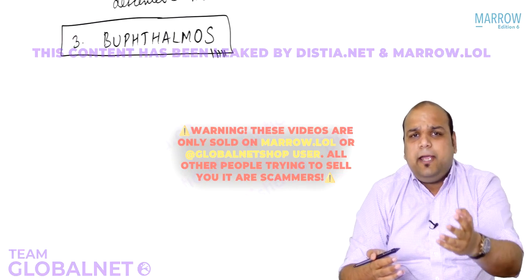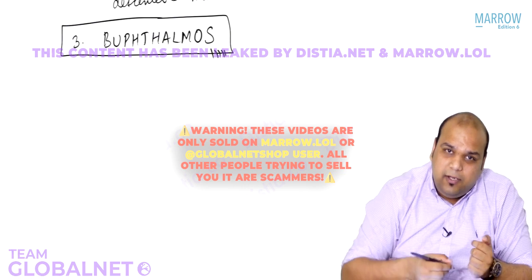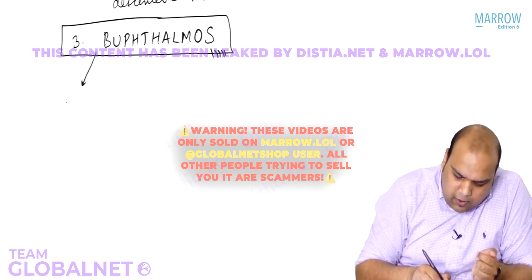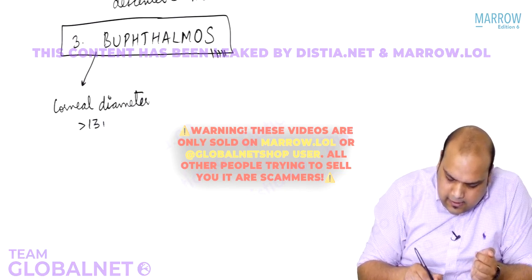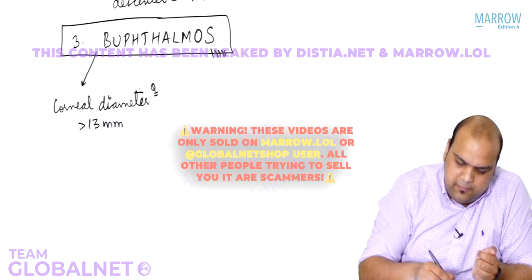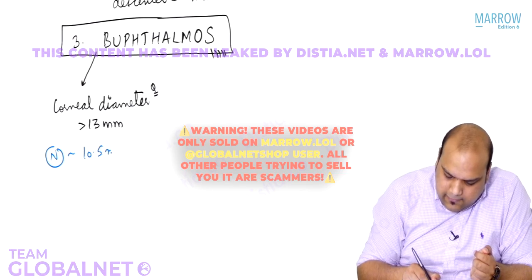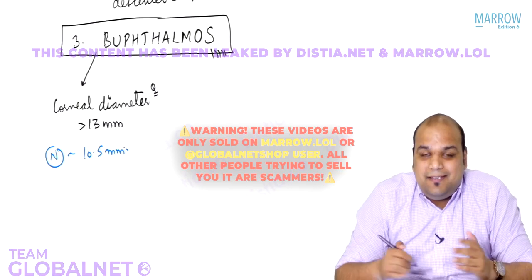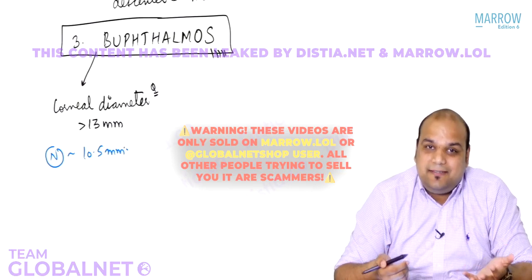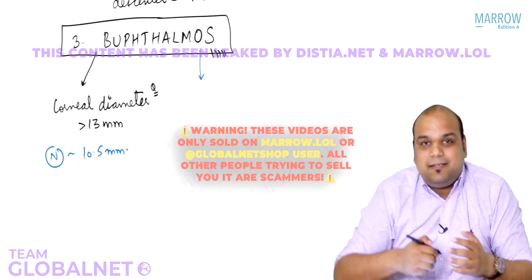How will you be able to diagnose whether it is an enlarged eyeball or not? What is the structure you are able to see? You are able to see the cornea. So let's measure the diameter of the cornea. Corneal diameter is characteristically greater than 13 mm. Normally, it is around 10.5 mm. Okay? So when you measure the corneal diameter, it will be increased, telling you that the cornea has grown in size. Secondly, even the sclera is getting stretched out.